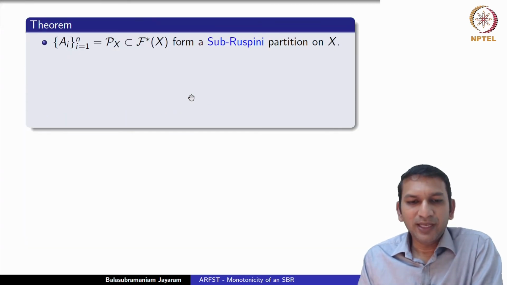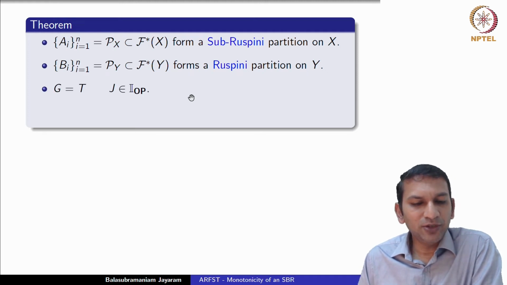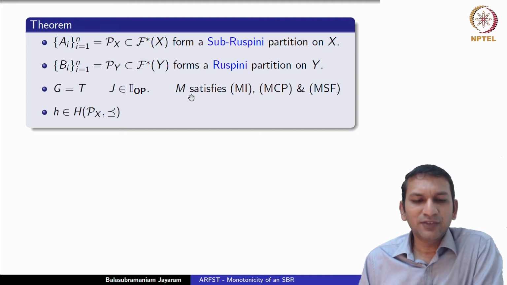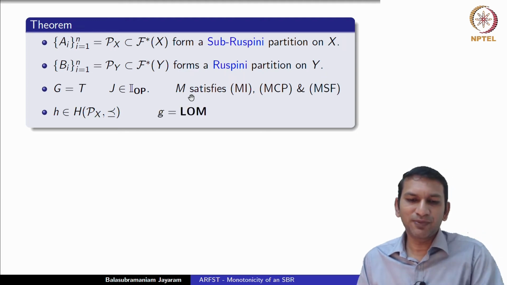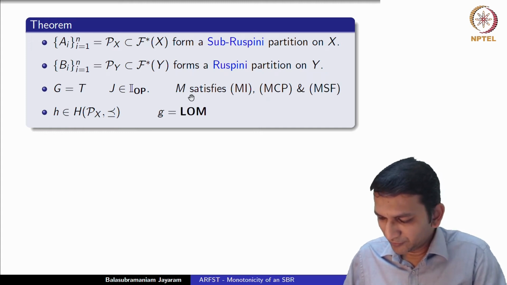Once again, we will keep the important parts on the screen so that AIs form a Sub-Ruspini partition on X, BIs actually form a Ruspini partition on X, G is a T-norm, J comes from fuzzy implication that satisfy OP, and M satisfies these three properties: insistent, consistent with respect to Px, and also specific on the overall space of fuzzy sets. And H is a fuzzifier which has those two properties, comes from the special class of fuzzifiers, and G is the least of maxima defuzzifier. Let's look at the proof of this.